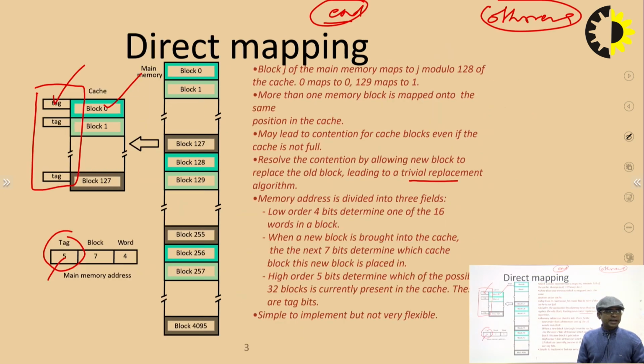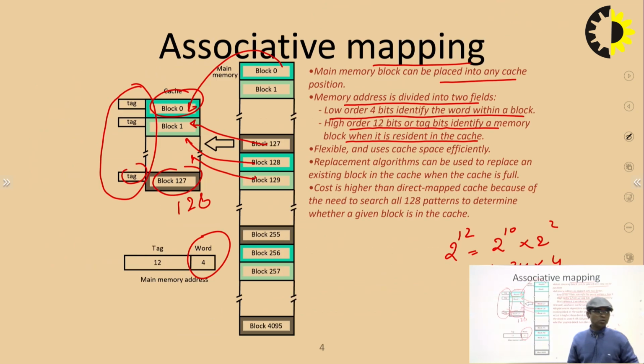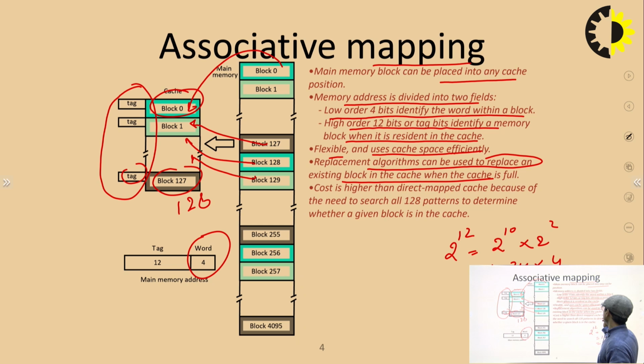So what is the advantage here? The advantage is that instead of trivial replacement, we have a possibility to store in any freely available cache line in the cache memory, and unless all the 128 are occupied, we have space available in the cache, and when all 128 are filled, then we have to replace a block. So it is flexible and uses the cache efficiently. So a replacement algorithm can be used when replacement of an existing block is required because the cache memory is full.